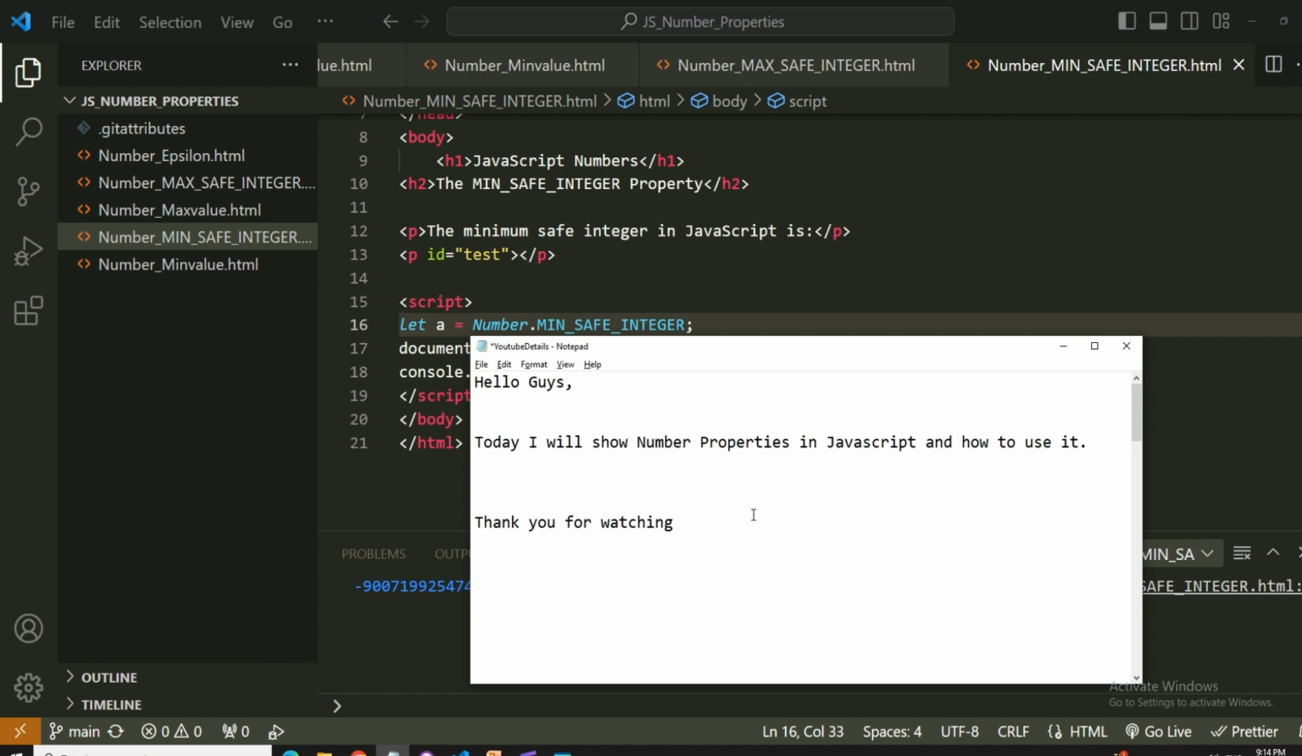Hello friends, today I'm going to show you some number properties in JavaScript and how we can use them. Okay, so before we move ahead with the programs, let's have a brief display of what we are going to do.